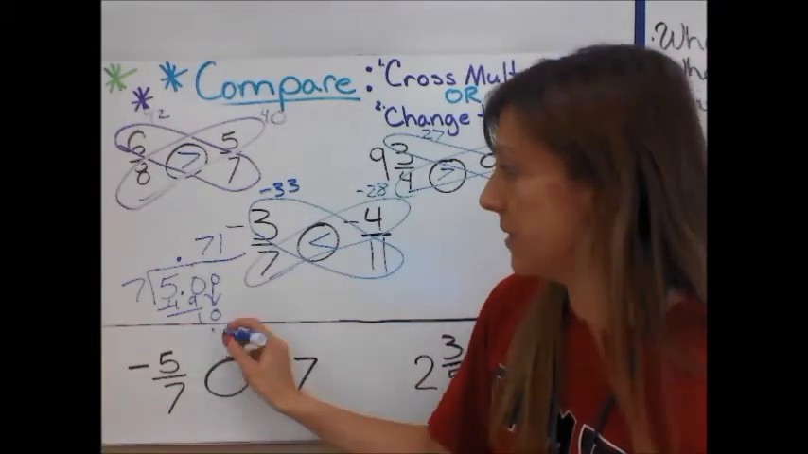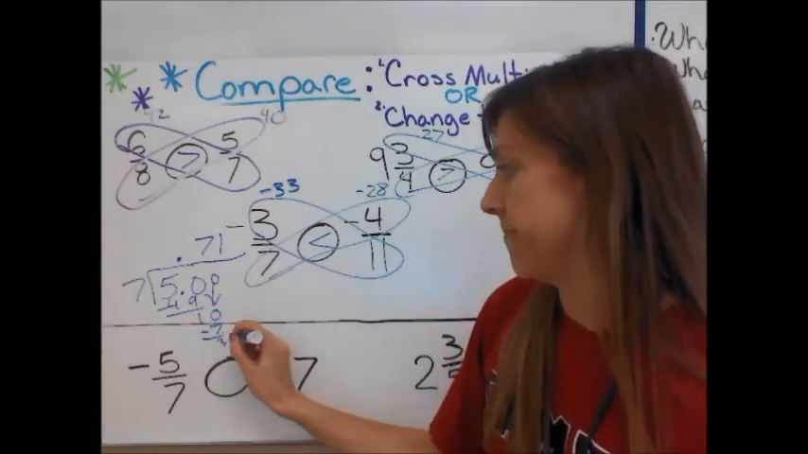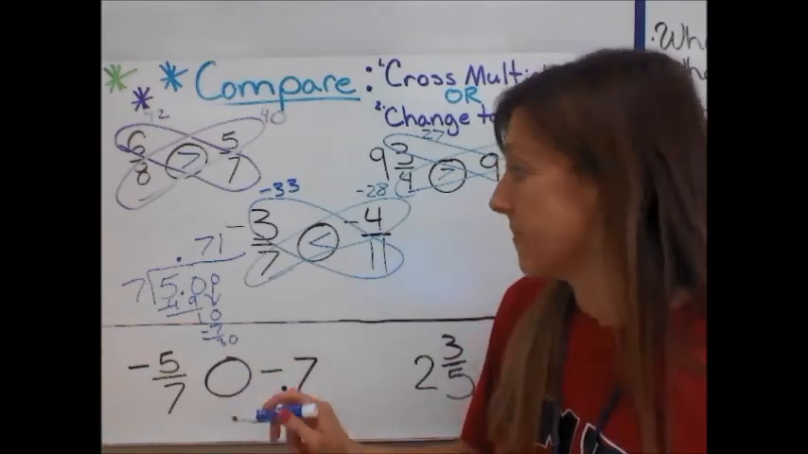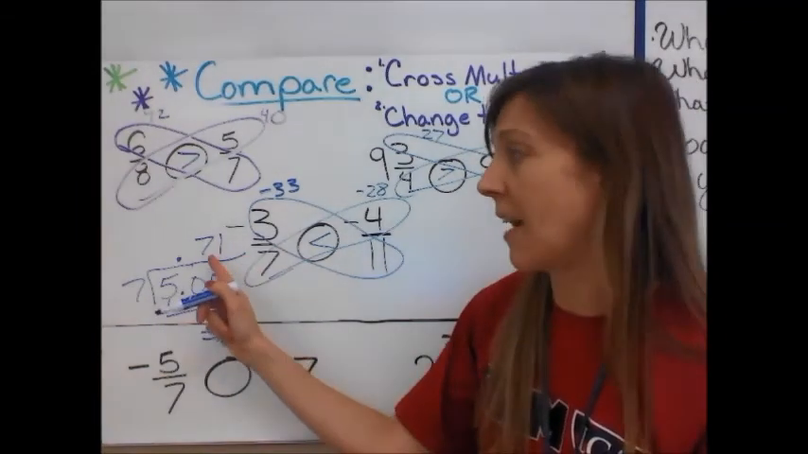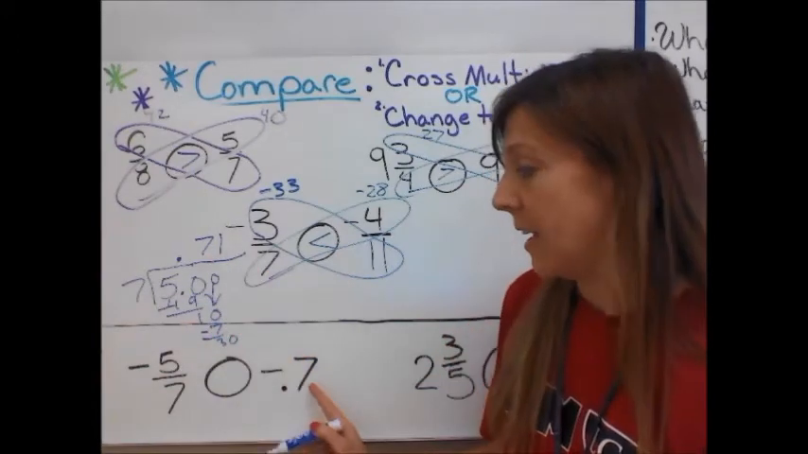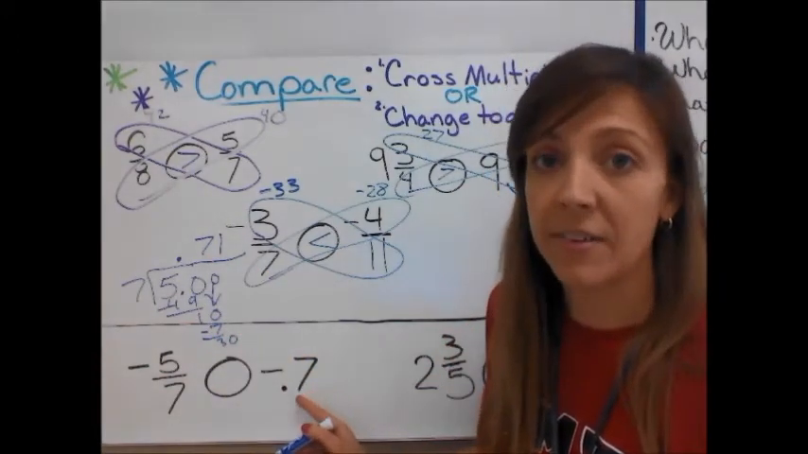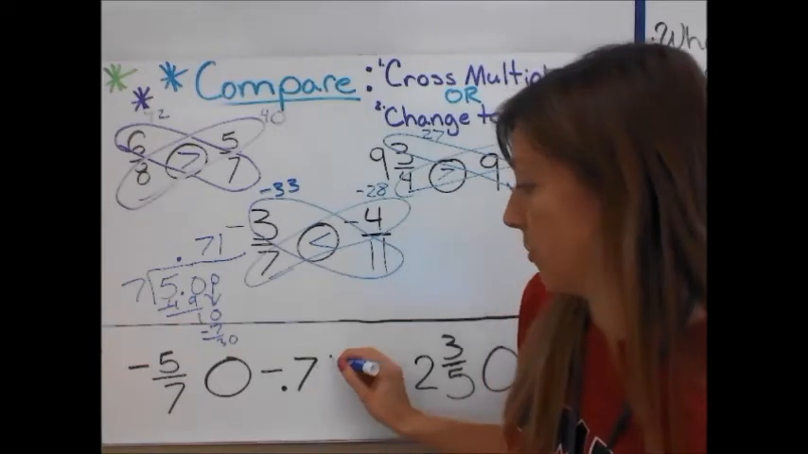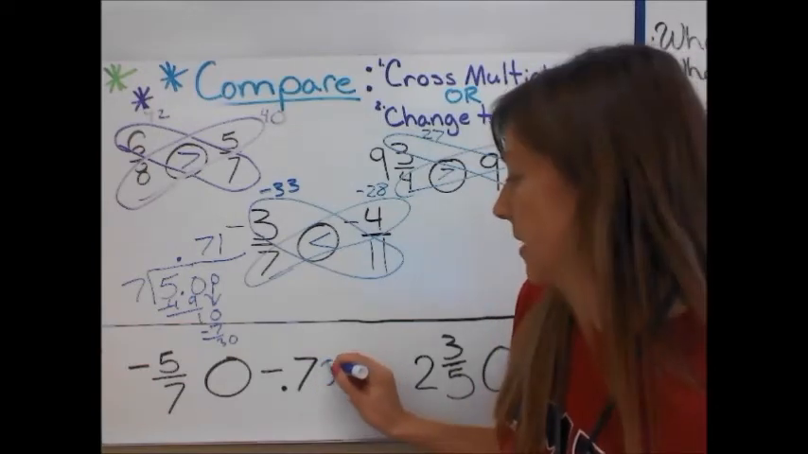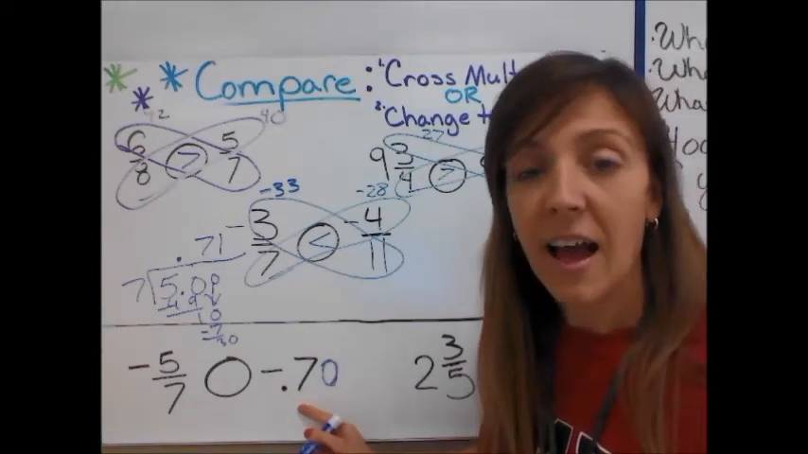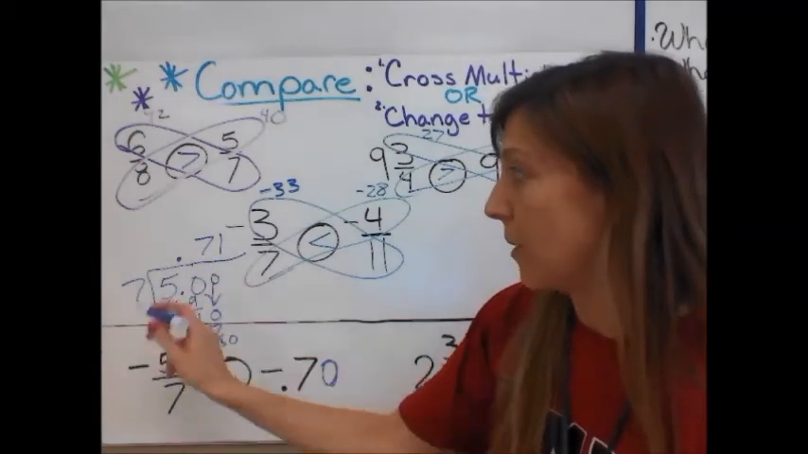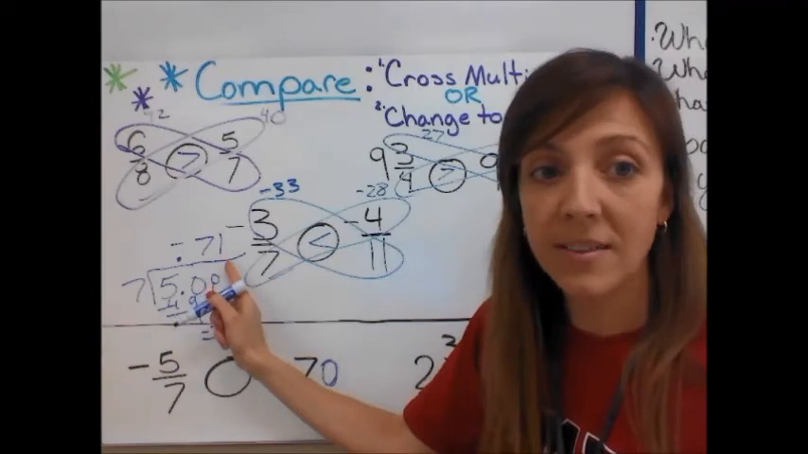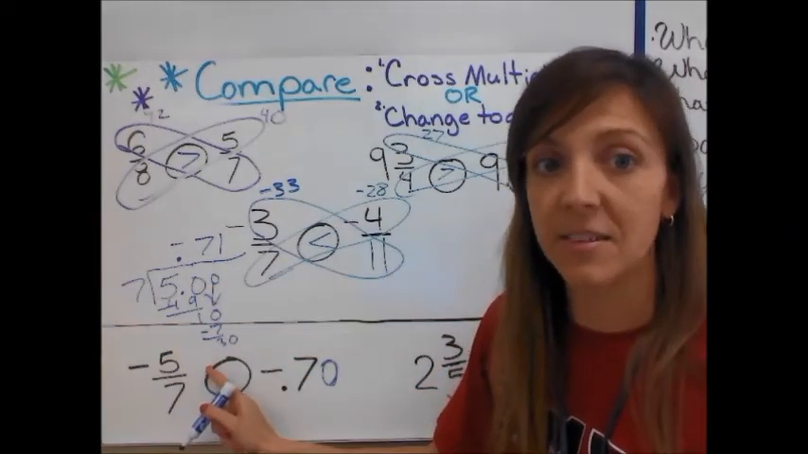Goes into 10 once. I get 3. And I can actually stop at this point because I have a 7 and a 1. And here I only have 0.7, which would mean like a 0 is behind it. This is 70 cents. This is, I owe 71 cents, negative 5/7.